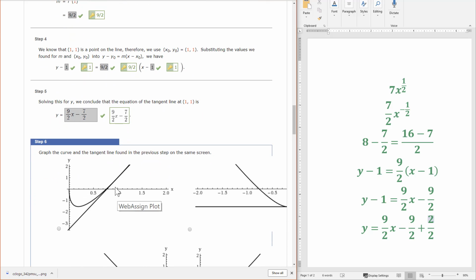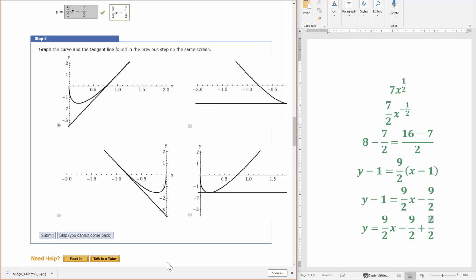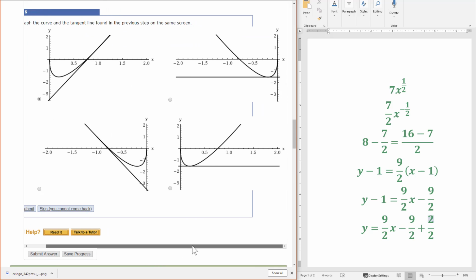One of the keys is that this has to be tangent at this point. So we can automatically eliminate a handful of them just by looking at where it's tangent. So this one, we have the line tangent at this point. This point is -2, so that's not correct. This is tangent over here at -1. That's not correct. This is tangent over here at less than 1. So it has to be this value.